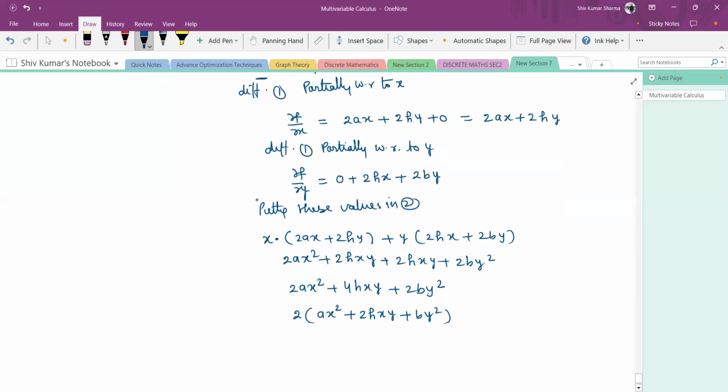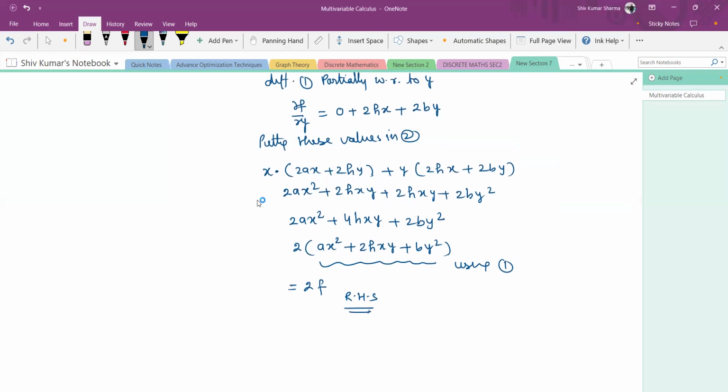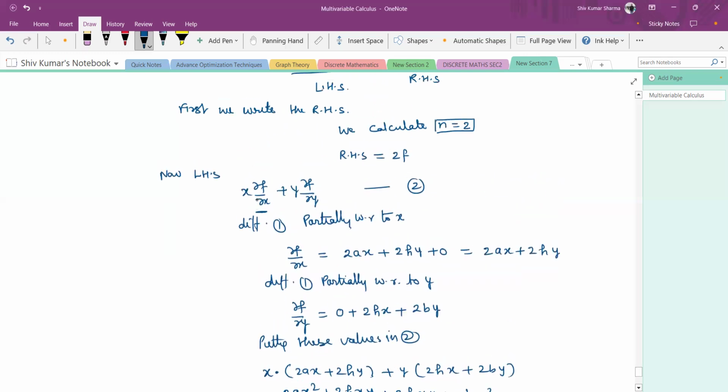So now we are solving the LHS part. Directly we can use equation 1 here. So using equation 1, this gives us 2 into f. So this is equal to 2 into f. Now this is our RHS part, which we have already solved. So we can say that the LHS is equal to RHS. So that means our theorem is verified.